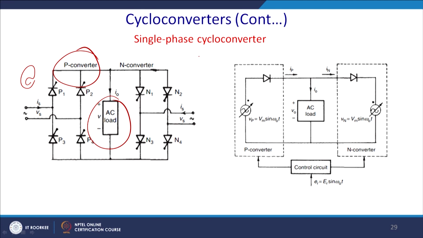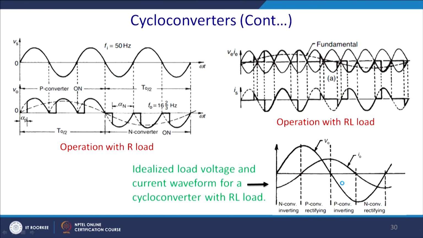So, for this reason, you have Vm sin omega t, and this side also you have Vn sin omega t, and you will control in such a way that you get a difference frequency by subtracting or adding, and this will be the control circuitry that will be controlling the phases of these two voltages.